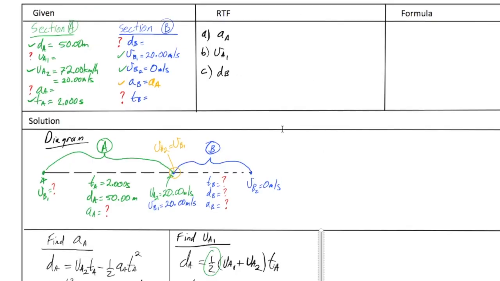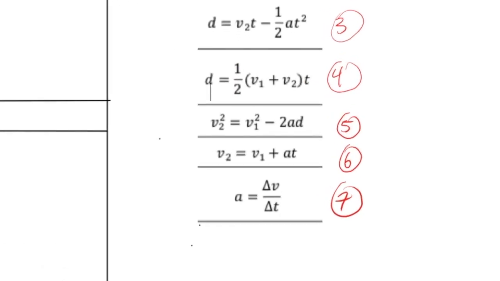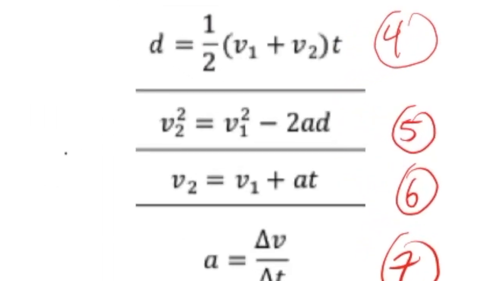So finally, we can now solve for dB. Again, we have VB1, we have VB2. We now know what acceleration is in section B, although it is subject to error, obviously, because of our calculation. We were not asked to find time, so we can ignore time in section B. Again, that means we have to look for the equation. Let's clean that up. We have to look for the equation that doesn't have time in it, and that would be equation number 5.